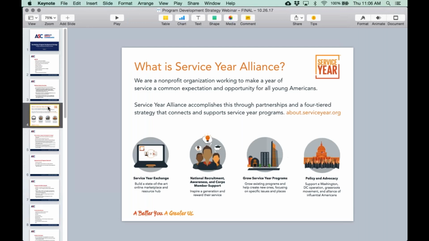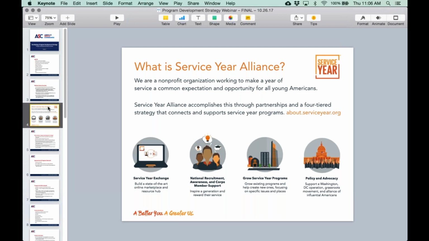For those of you less familiar with Service Year, I just wanted to provide you a high-level overview of our partner, Service Year Alliance. Service Year is a nonprofit organization that is looking to make a year of service a common expectation and opportunity for all young Americans. And part of their work, I should say all of their work, is organized into 4 buckets that you see identified on this slide.